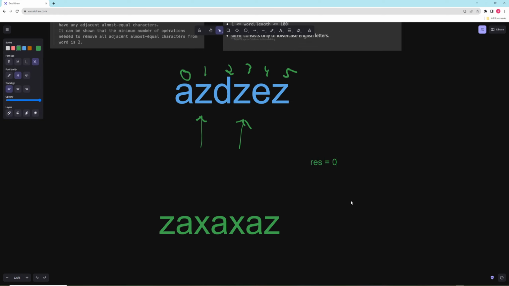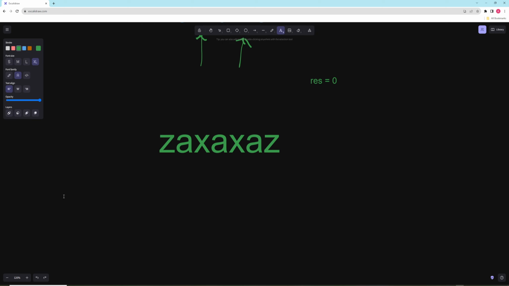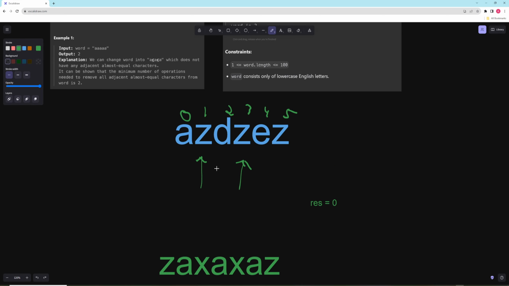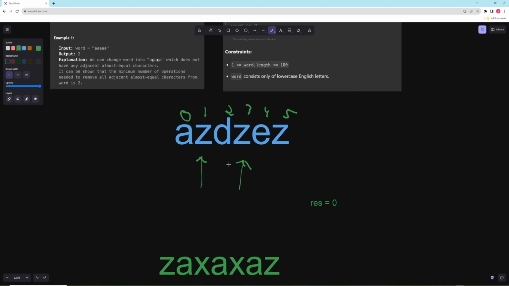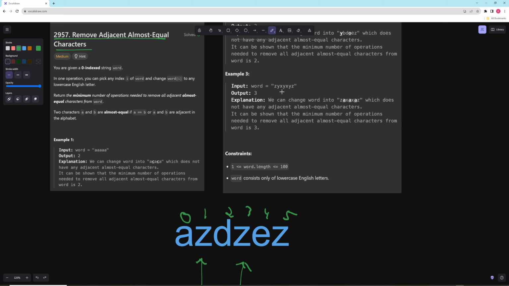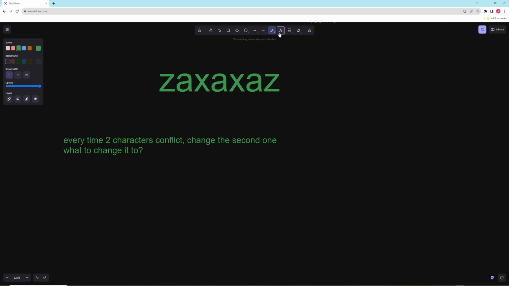So now that we know that, we can write this down. Every time 2 characters conflict, change the second one. Now the question is what to change it to, right? How to keep track of it, and so on. The thing you need to realize is you don't actually need to know what you're going to change it to. You just need to know that it's always possible to change it to something that will give you a solution. So if we go back to this ZYX, YXYZ, this is going to give us the last intuition for the problem.